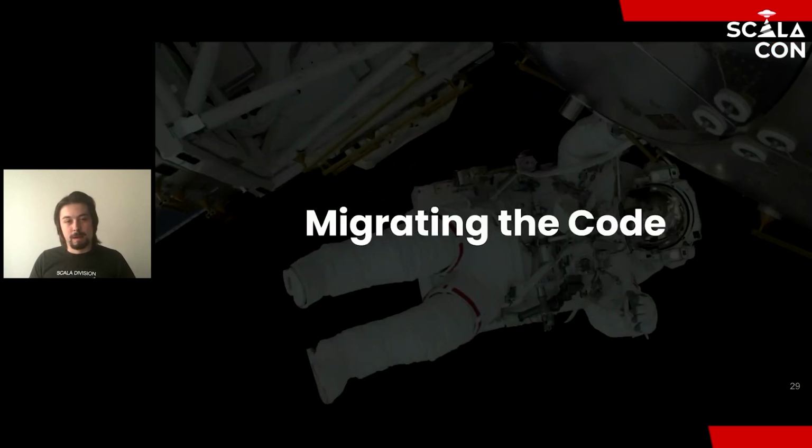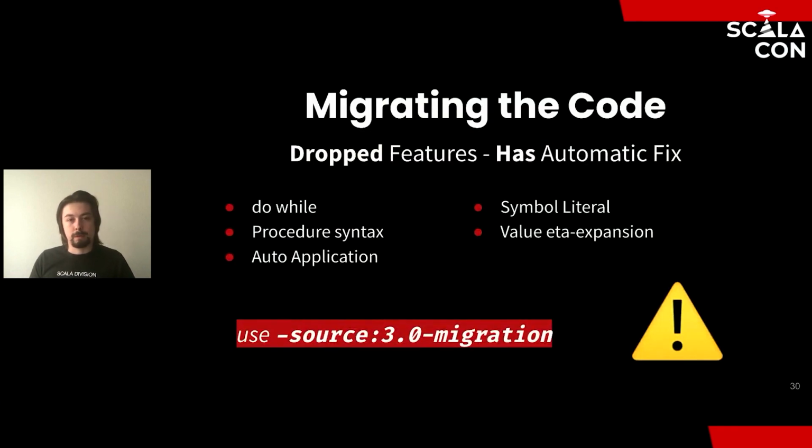So let's take a look at, for example, if you did migrate the build, you changed the Scala version, but now it doesn't compile. There's something that has changed in your code that is no longer supported in Scala 3. So what could some of these be? Some examples that are no longer supported, but have an automatic rewrite available to migrate you from the old syntax to the new syntax, are, for example, if you use a do-while loop, you now need to change it into a while-do loop. Similarly, for procedure syntax or auto application, or the removal of symbol literals, and then sometimes eta expansion.